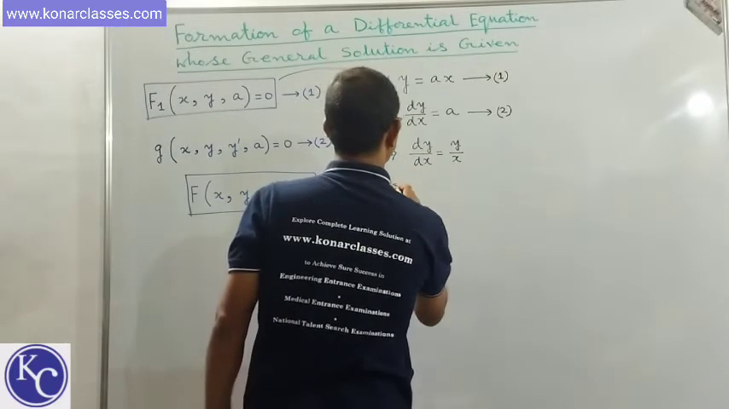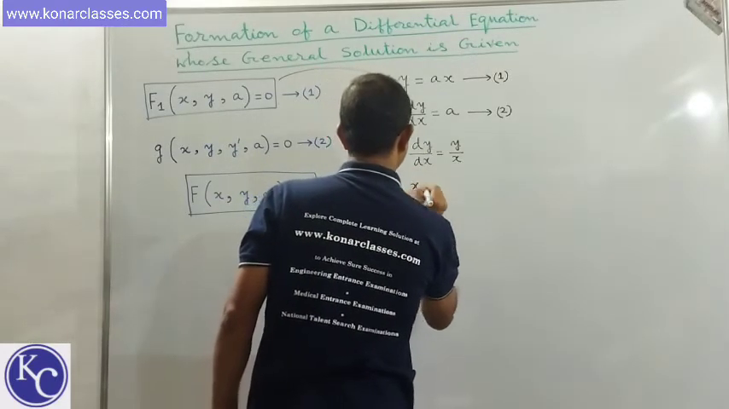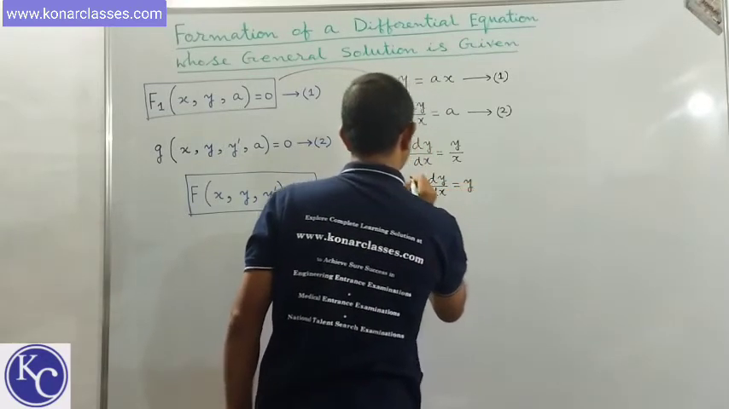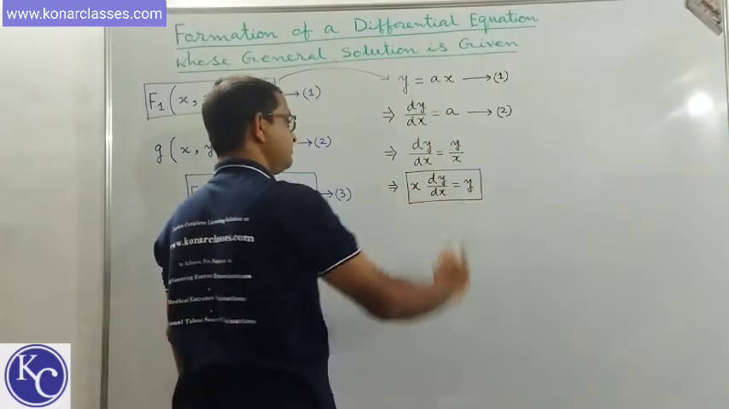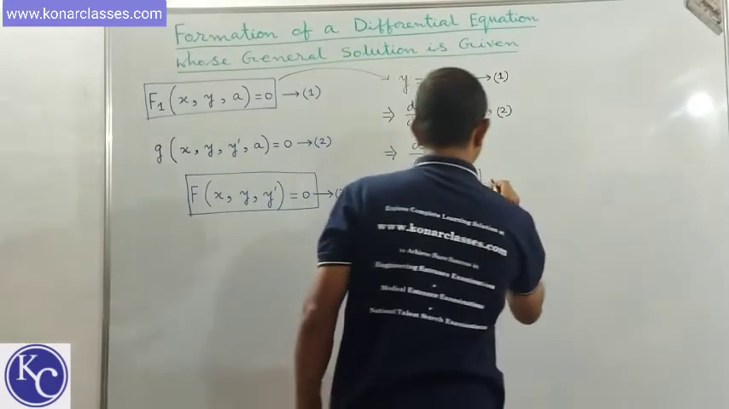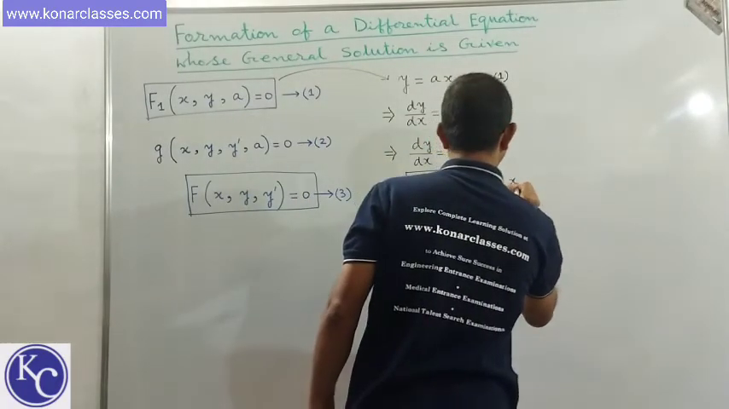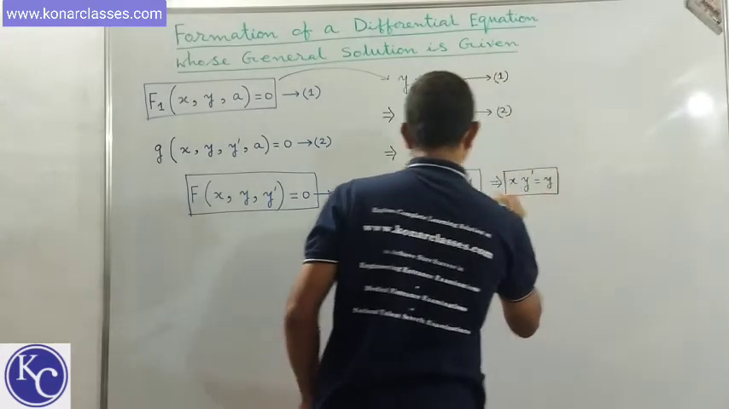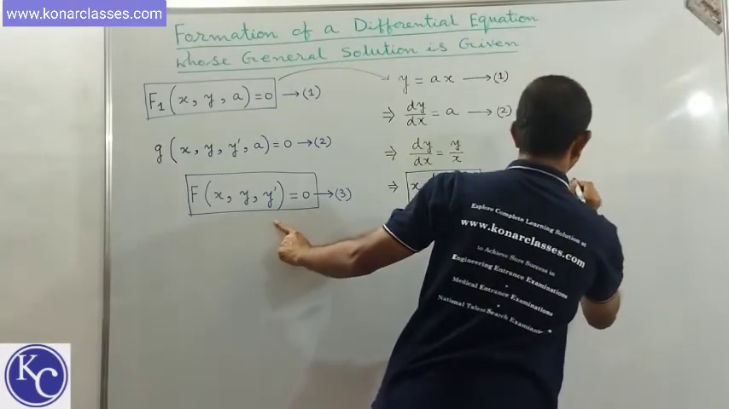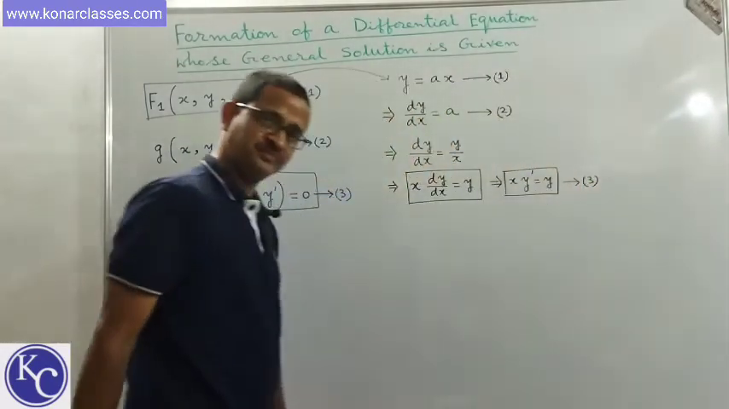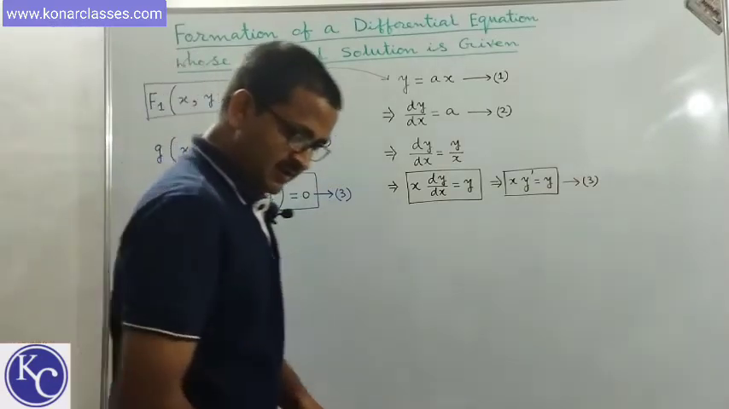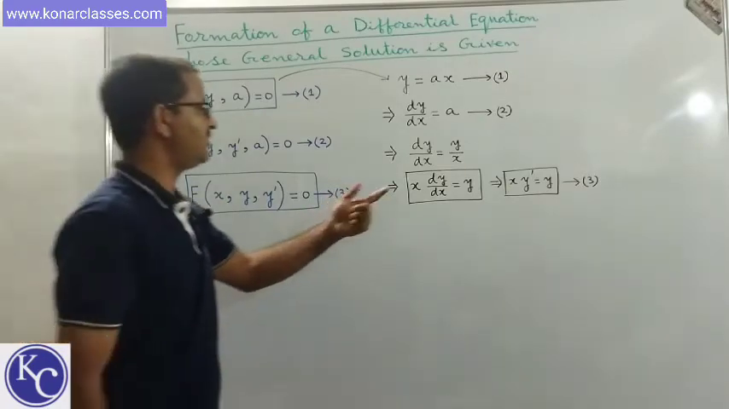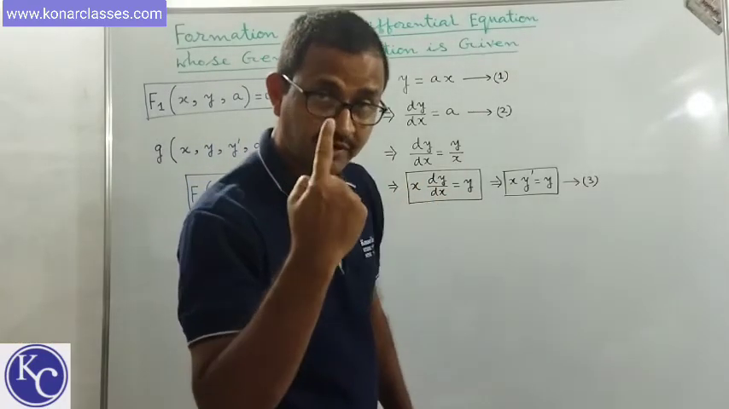So what can we write, dear students? We can write that x into dy/dx is equal to y, the differential equation represented by y equal to ax, or in the same way we can write x into y dash is equal to y. This is as if equation number 3, correct? Understood? Now in this equation, dear students, there is one arbitrary constant. That is why the corresponding differential equation is of order 1.